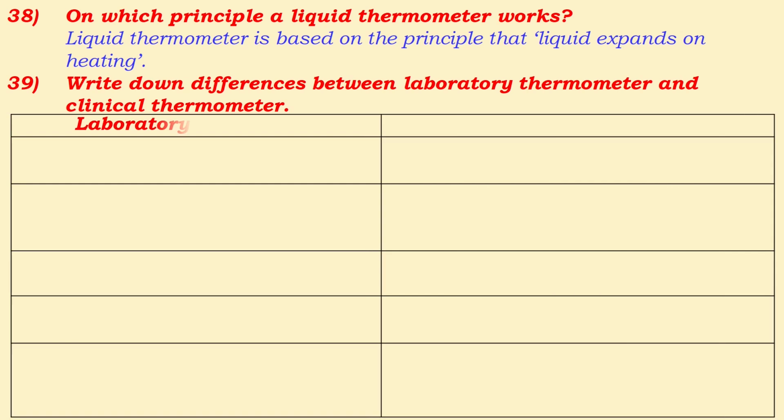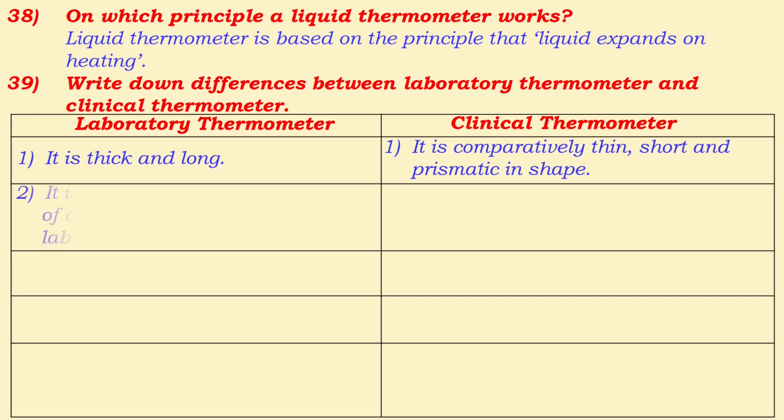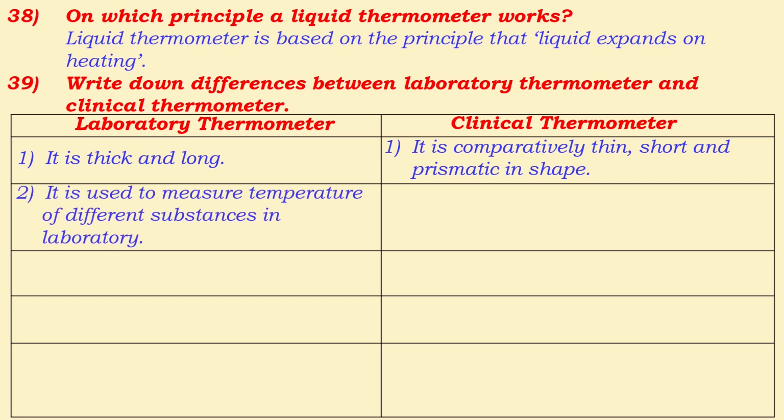Now we have to draw a table, and on the left hand side I am writing laboratory thermometer, on the right hand side clinical thermometer. It is thick and long. Which one? Laboratory thermometer. But the clinical thermometer is comparatively thin, short and prismatic in shape. Prismatic shape means it has three faces, which makes it triangular in the side of thickness. Okay, next, it is used to measure the temperature of different substances in a laboratory. It is used to measure the temperature of the human body only.